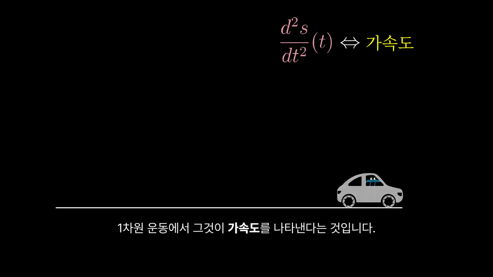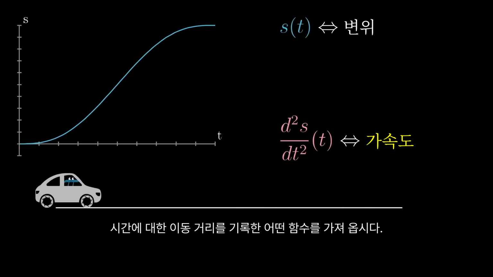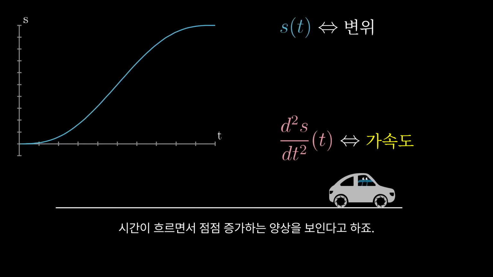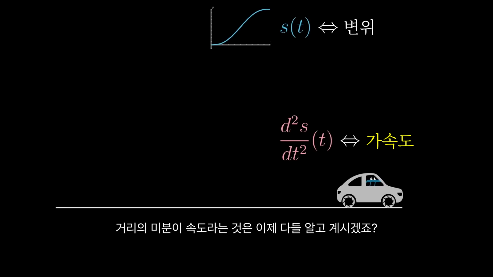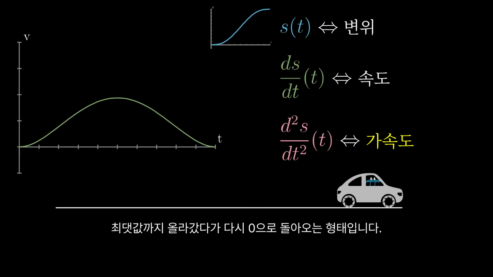Given some movement along a line, suppose you have some function that records the distance traveled versus time. Maybe its graph looks something like this, steadily increasing over time. Then its derivative tells you velocity at each point in time, right? For example, the graph might look like this bump, increasing up to some maximum and then decreasing back to 0.